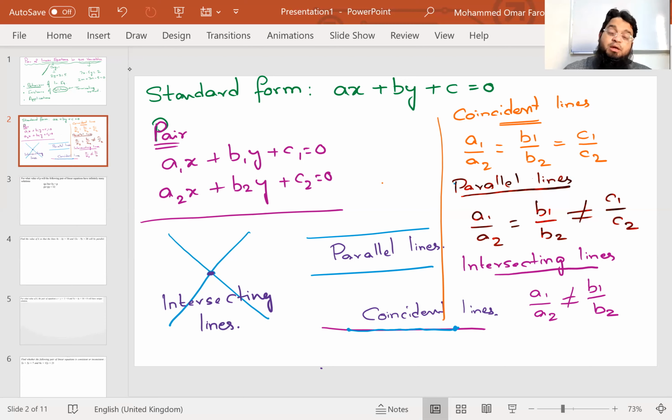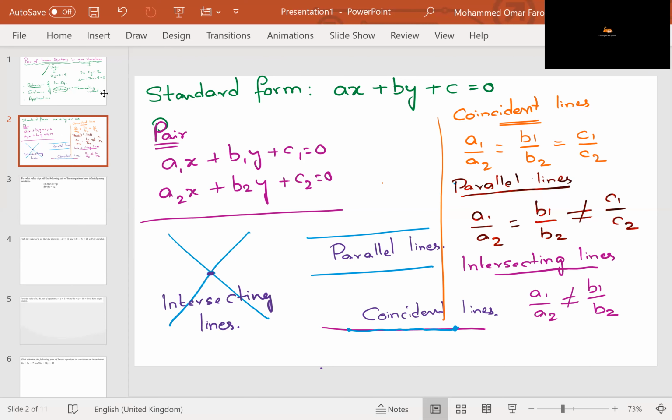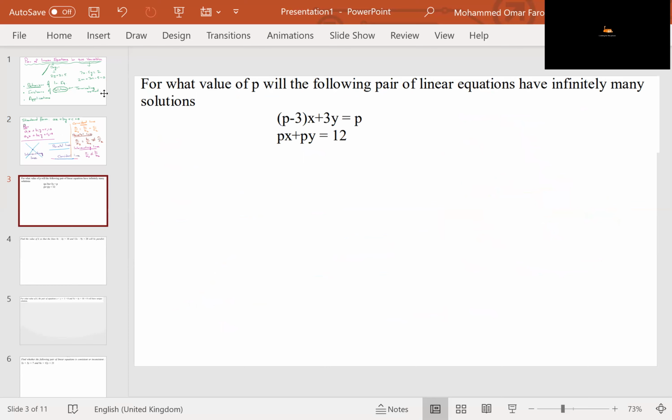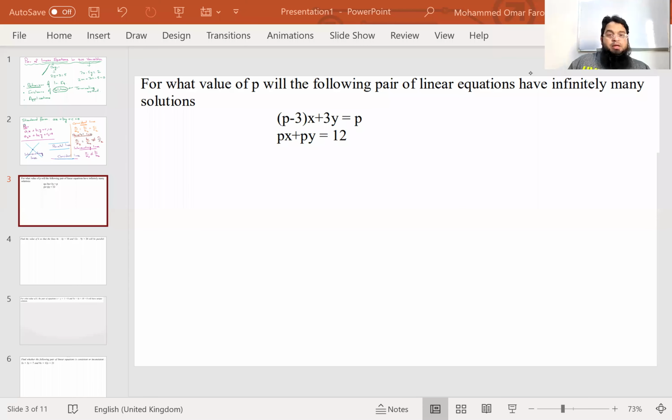So before going to solve questions based on this, you should be very good in these concepts. So now let us see how they ask problems based on this concept in board examinations. For what value of P will the following pair of linear equations have infinitely many solutions? Yes, my dear students, we have infinitely many solutions.